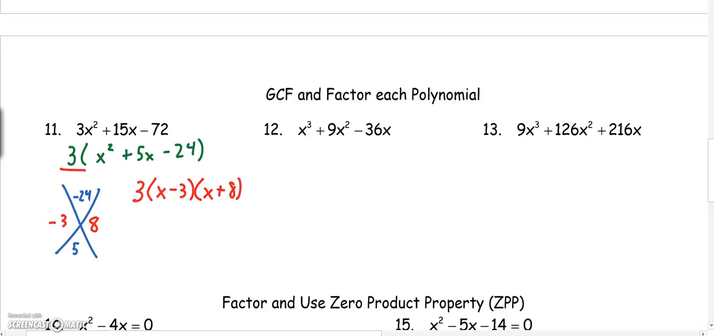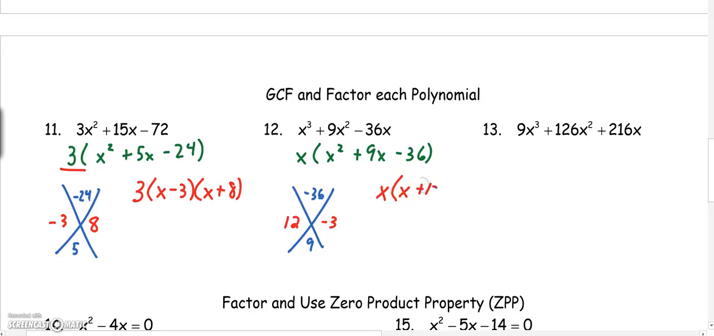In number 12, I don't have a leading x squared term. So I need to look for a GCF. The GCF here is x, which decreases all of my exponents by 1. So now I need to know numbers that multiply to negative 36 and add to 9. So those numbers would be 12 and negative 3. So the x stays because it's a GCF, and then x plus 12, x minus 3.